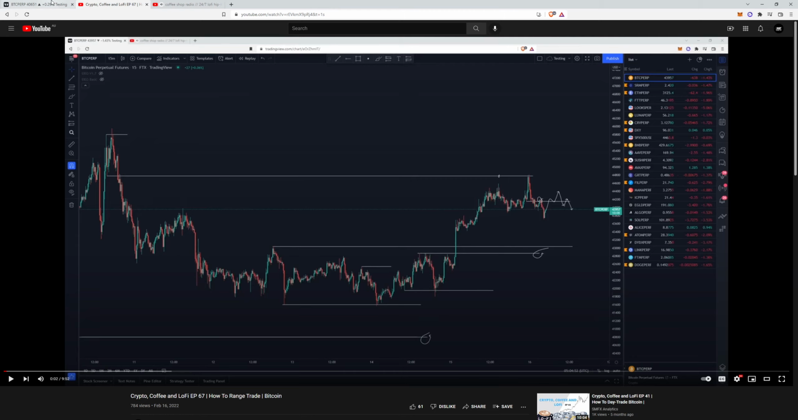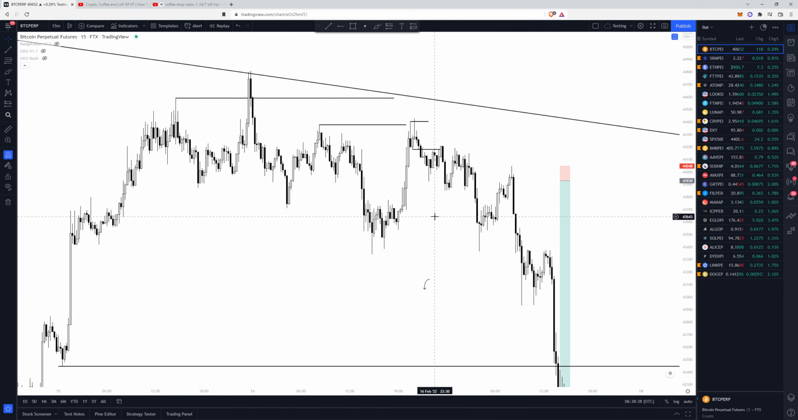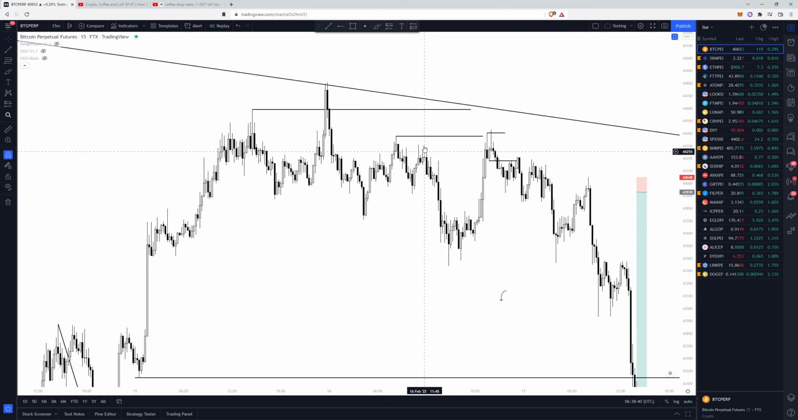So what we were looking for was distribution above this high here or above this high here. And that's exactly what we got. So you can go find this on my Twitter, but we went short right at the top here around 44, and then right around FOMC, we went long around 43, and you can find that video where I was planning out my trade live as well.